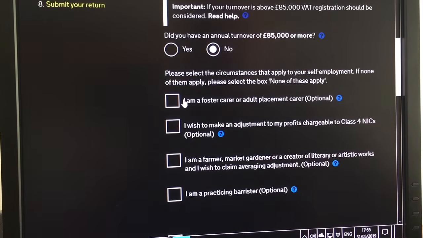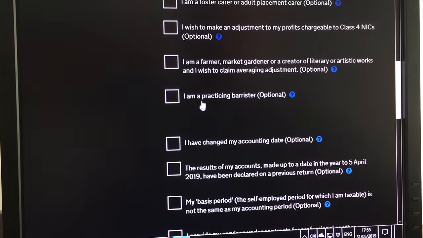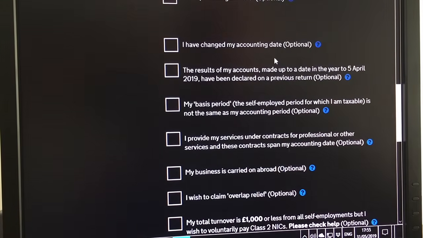Please select the circumstances that apply to your self-employment. I am no, you're not a foster carer. I wish to make an adjustment to my profit for charges. No, it's probably not going to apply to you. I am a farmer, probably not. I am a practitioner, no. I have changed my accounting, probably not.